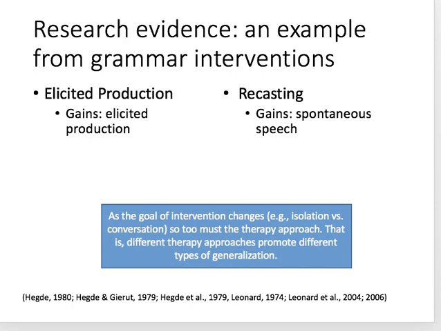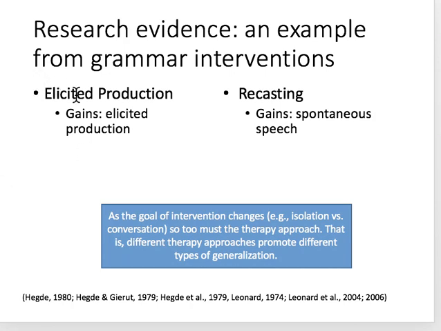So we can take an example from interventions of grammar. Here, we have elicited production, where let's say you're trying to probe for third person singular. Maybe you set up a context in which you say, what does the mailman do? The mailman brings the mail. So there you're eliciting a third person structure because you're asking the child a question which is very likely to give you a third person singular response, right?